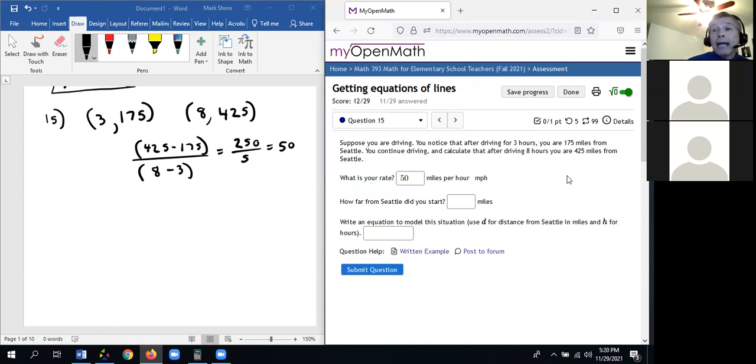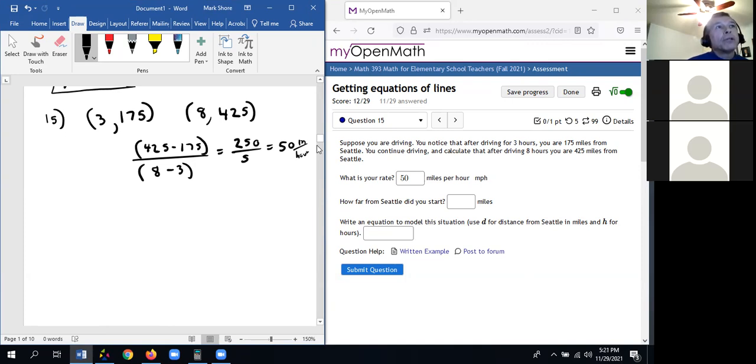Well, we could back it off. We could think, okay, this is 50. He's going 50 miles per hour. So if we want to get what it was at the start, we have to back off from this one, 3 hours of driving at 50 miles per hour.